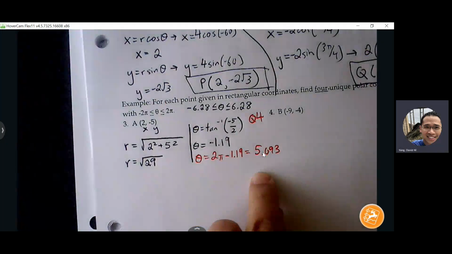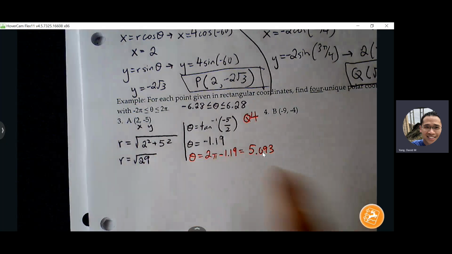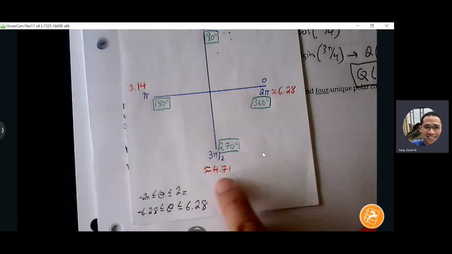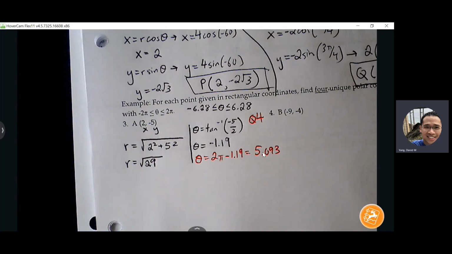I know we're a lot more comfortable if we see theta being like 304 degrees or 330 degrees. We know that that's definitely the fourth quadrant, but we just have to understand how to make that adjustment and understand that it is the fourth quadrant in terms of radians because it's between 4.71 and 6.28. So that is a theta in radian measure.